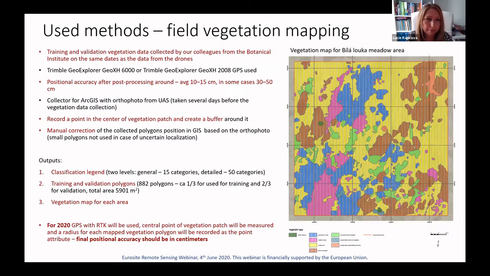What is very important is the field collection of botanical data. Our colleagues from the Botanical Institute collect the data on the same dates as the drone data, or in the same weeks. We would like to have really accurate data because it's the most essential point of the whole methodology. We were not exactly satisfied, so we will be looking for better methods using GPS with RTK for the next years. But what is important, we have 3 outputs from botanical mapping. We have a classification legend, training and validation polygons, and a vegetation map for each study site. Here you can see one example of a vegetation map for Bílá Louka meadow.